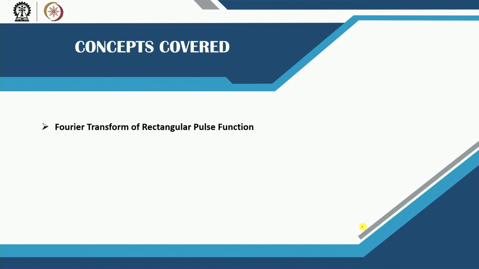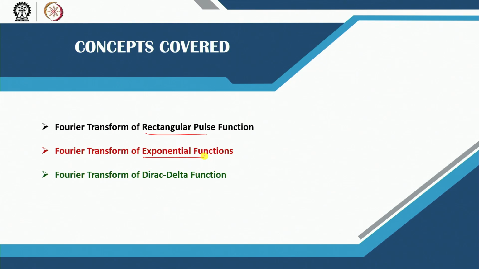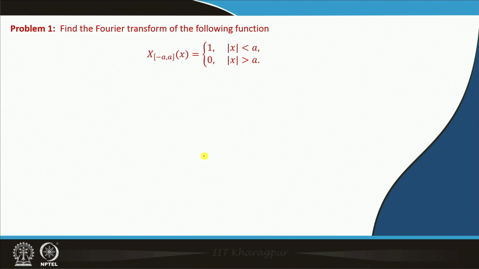So, here we will consider several functions and evaluate their Fourier transform. For example, the rectangular pulse function will be discussed, and also some forms of the exponential functions, as well as the Fourier transform of the Dirac delta function, and finally, some examples on inverse Fourier transforms.